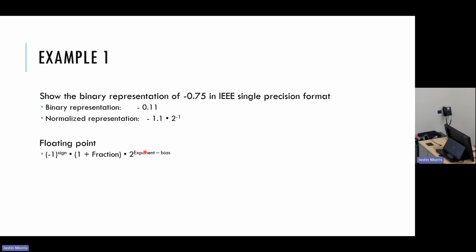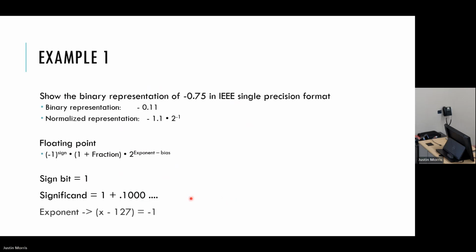And then our exponent minus the bias needs to equal negative 1, and the bias is 127. So in this case, our exponent needs to be 126. So the sign bit is 1. Our mantissa is 1, 0, 0, 0, 0. The exponent needs to satisfy this, so it's 126.